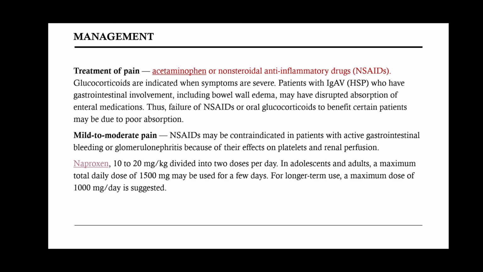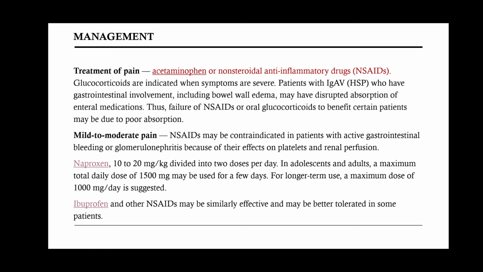Naproxen, 10 to 20 milligrams per kg, divided into 2 doses per day. In adolescents and adults, a maximum total daily dose of 1,500 milligrams may be used for a few days. For longer-term use, a maximum dose of 1,000 milligrams per day is suggested. Ibuprofen and other NSAIDs may be similarly effective and may be better tolerated in some patients.